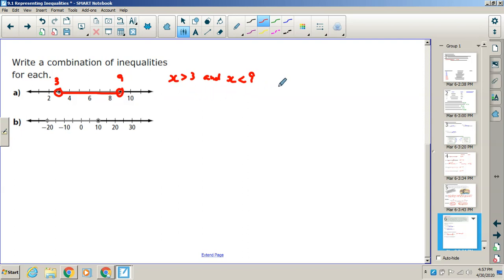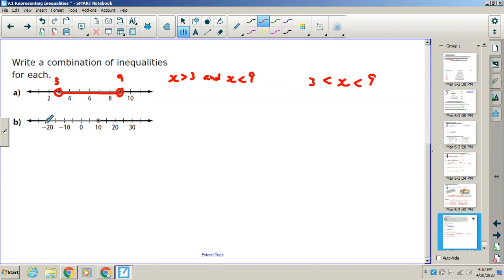Or I could do this all in one line. With that one, again, I put my x in the middle. And this is greater than 3. So always read from the variable. So x is greater than 3, and x is less than 9. That would be all in one line. Those mean the exact same thing.